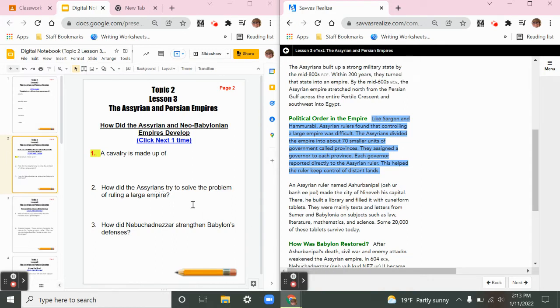Number 2, how did the Assyrians try to solve the problem of ruling a large empire? You will find that answer in this first paragraph highlighted in blue.